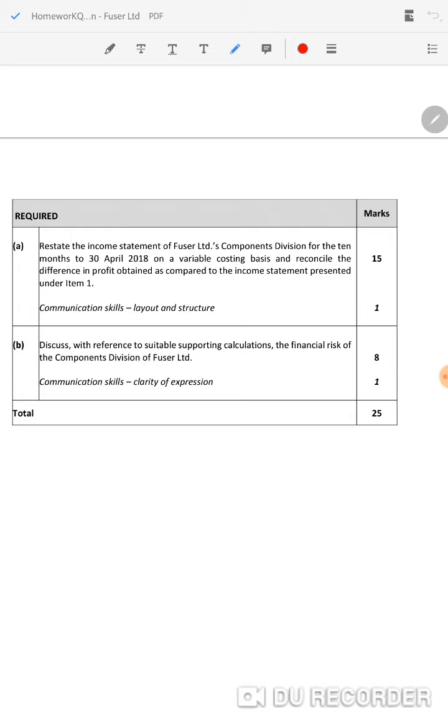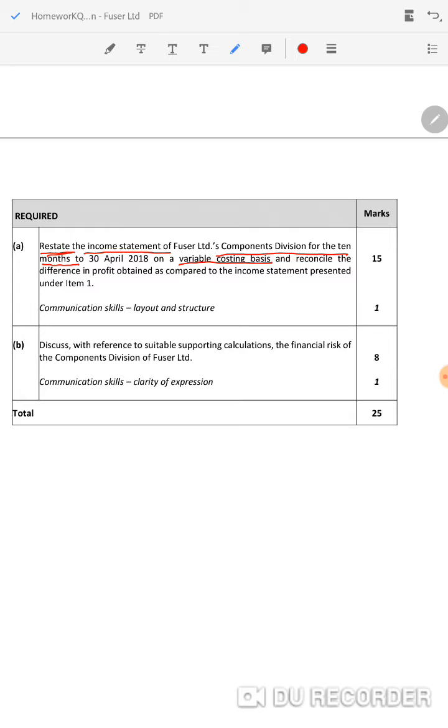So what are the critical elements coming through in this required? The first thing is you've been asked to restate. What is meant by restating? It means something was done, which is what we're given in the case study, so you're now supposed to restate. And what am I restating? The income statement of Fuser Limited's components division. The income statement is for a period of 10 months. And how am I going to do the restating? I'm using the variable costing basis.